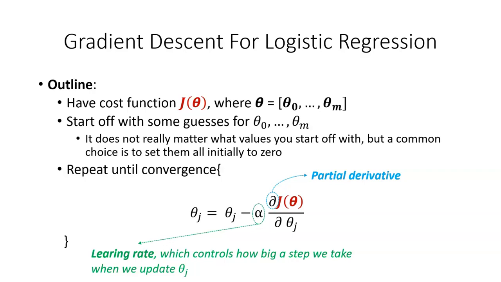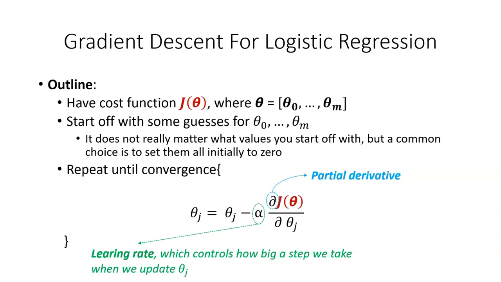Start off with some guesses for theta 0 to theta m. It does not really matter what values you start with, but it's better to initialize all the values to 0. That will be a good practice. Then you repeat this process until convergence. We use the partial derivatives of the cost function J of theta.